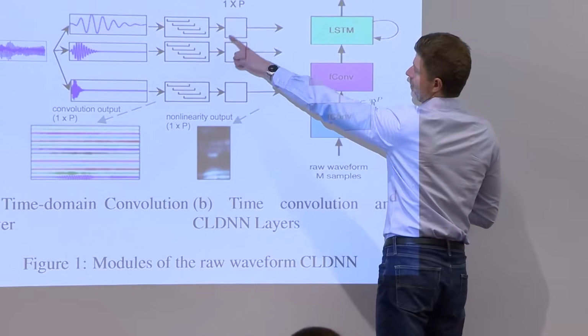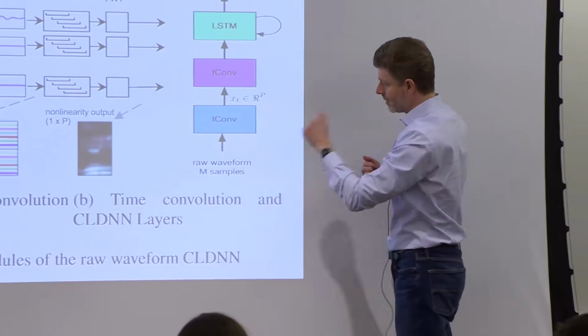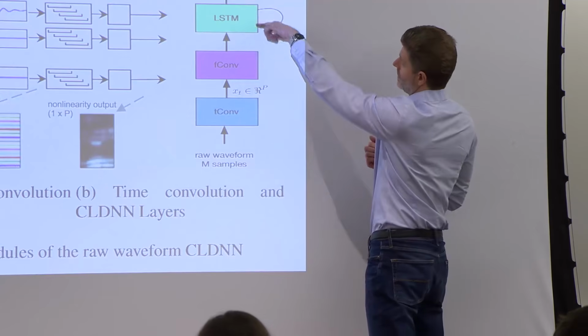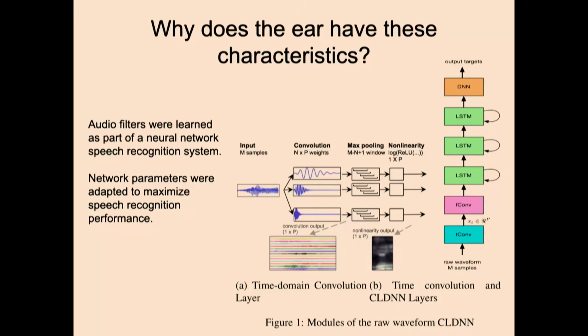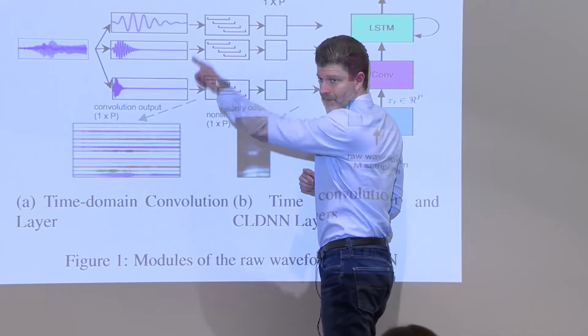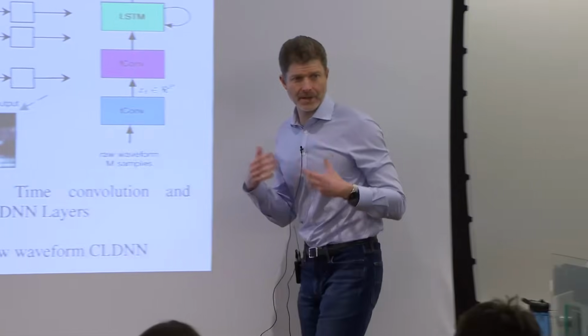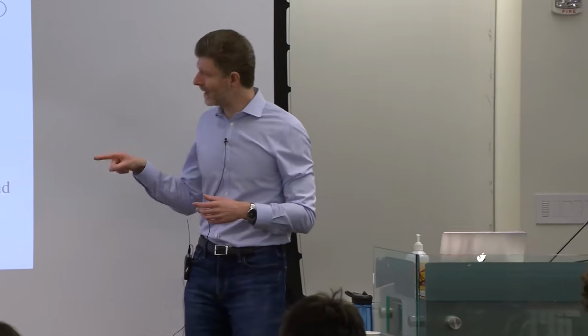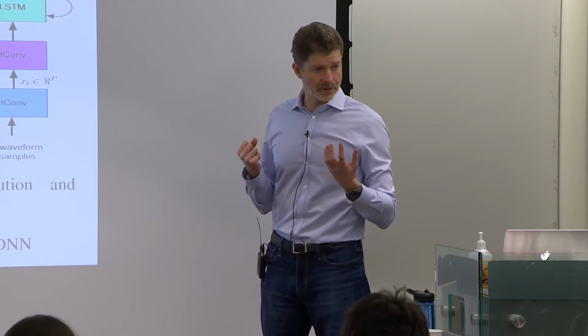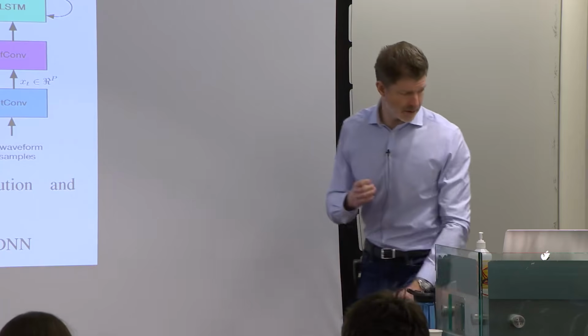There are some pretty standard operations of pooling and some nonlinearities, and then that's the input to some convolutional layers, and then these things called LSTMs, long short-term memory. The details of this aren't really critical. The point is it's a system that was optimized in order to recognize speech. Part of that optimization involved optimizing this front-end filter bank. And then you can ask, what kind of filters emerge as a good engineering solution to the problem of recognizing speech?